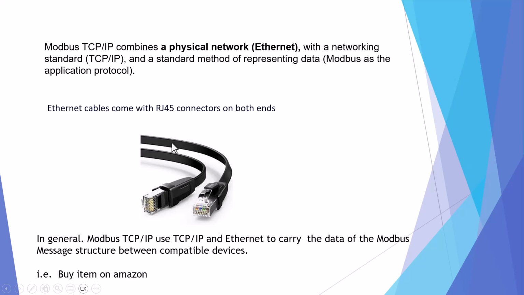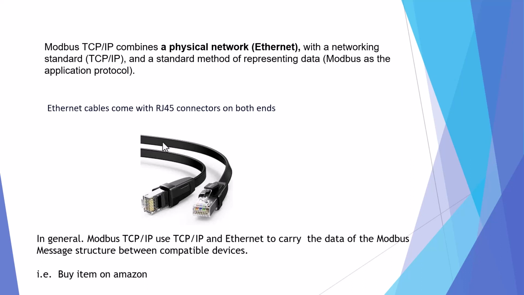This is Ethernet. It's like Modbus RTU, where RS485 is the physical layer. In general, Modbus TCP/IP uses TCP/IP and Ethernet to carry the data of the Modbus message structure between connected devices. So, how do we understand Modbus TCP/IP?